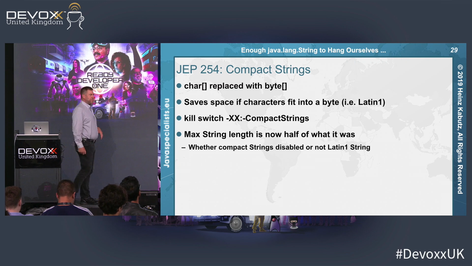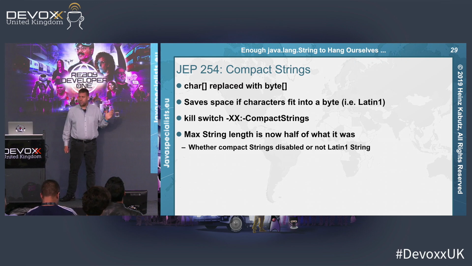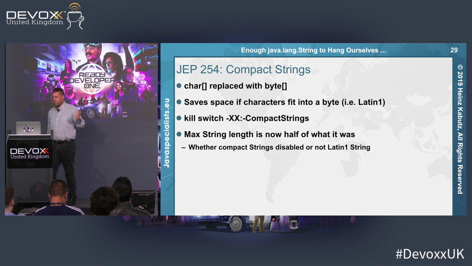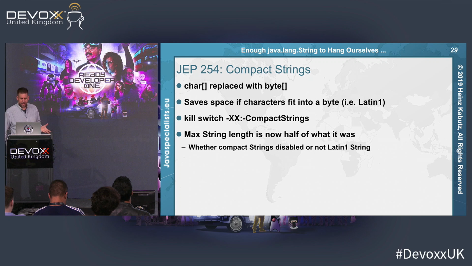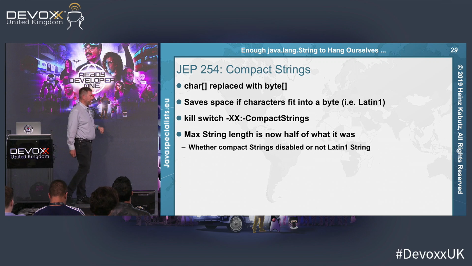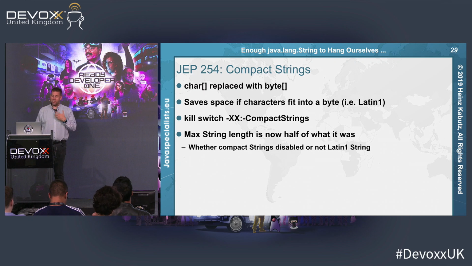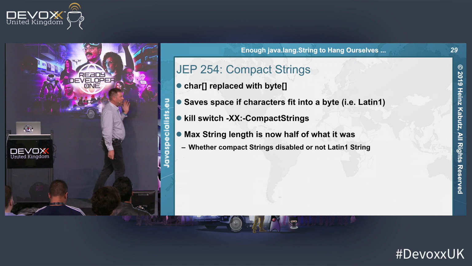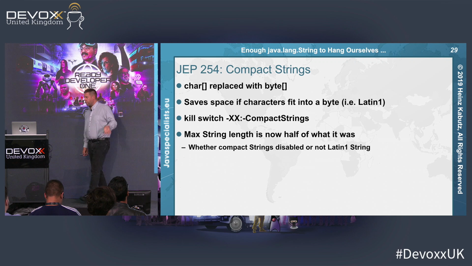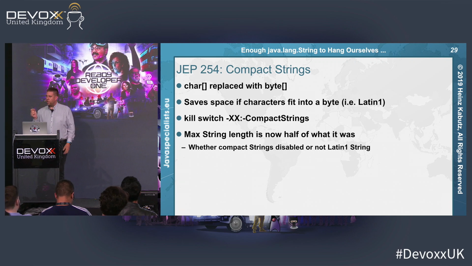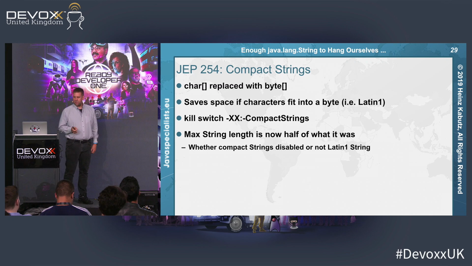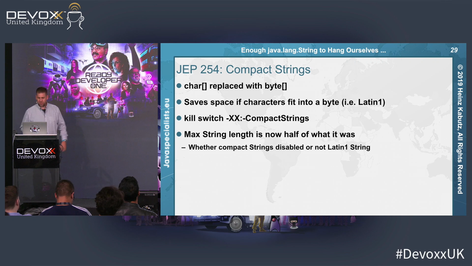As I mentioned before, they changed the char array to be a byte array. And this saves space when your characters are Latin 1. You can turn it off if you say minus compact strings, but by default, it's on. And actually, if you've got a language that is not Latin 1, like Greek or something like that, or special Unicode characters, then the maximum length is actually half of what it was before. Because before you had one char per character. Now you've got 2 bytes per character. But that's only going to affect people who have very large strings.